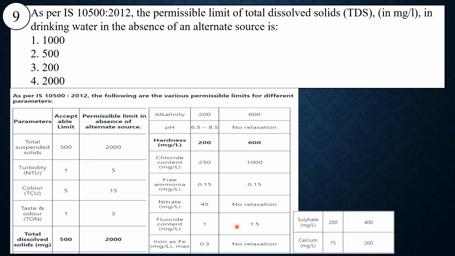These are the remaining parameters with various permissible limits: total suspended solids, turbidity, color, taste and odor, TDS, alkalinity, pH, hardness, chloride content, free ammonia, nitrate, fluoride, iron, sulfate and calcium. So here option 4 is correct.